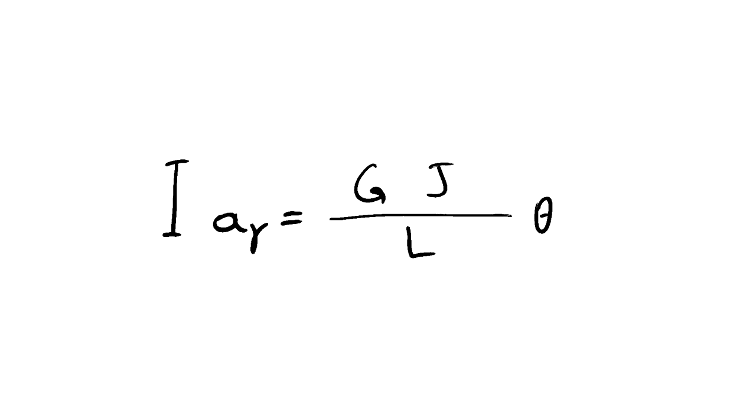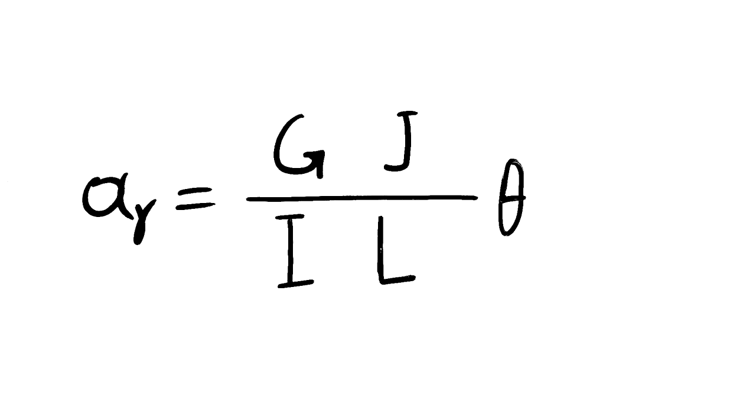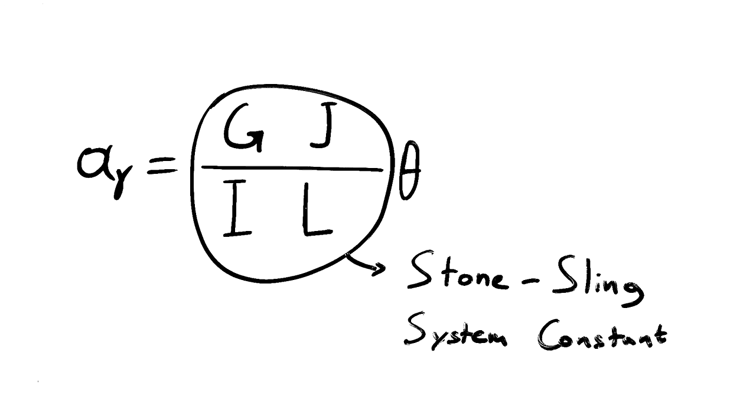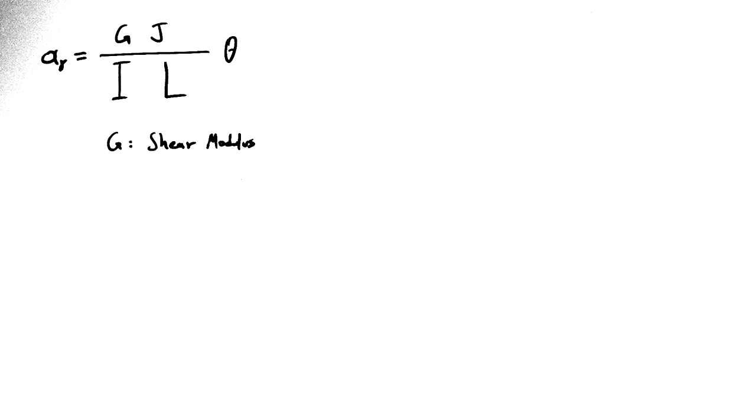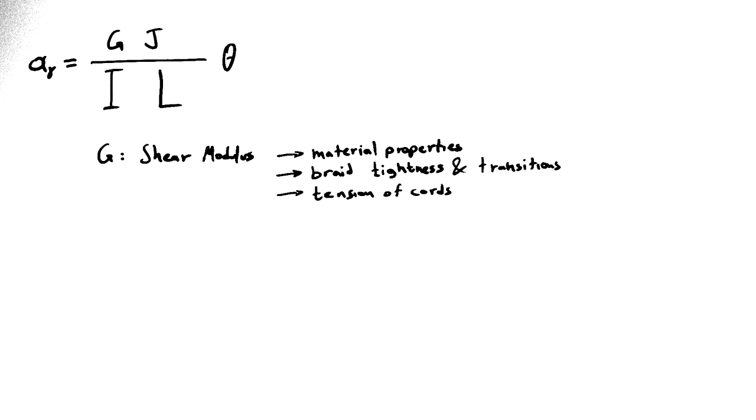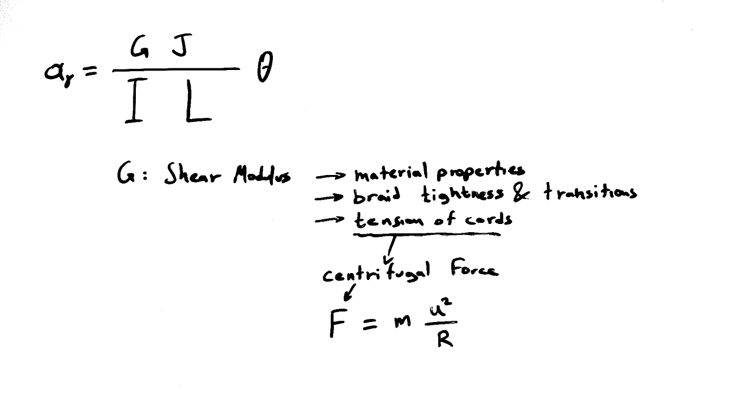The responsiveness of the sling and stone system to wrist motion depends on the properties of the system. Systems with higher constant will be more responsive. The shear modulus. This value is for rigid bodies. In the case of ropes, it would depend on the material properties, such as stiffness, and the tension of the cords during windup, which depends on the centrifugal force.